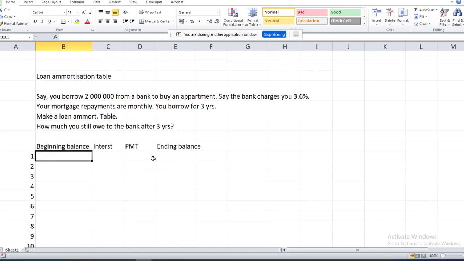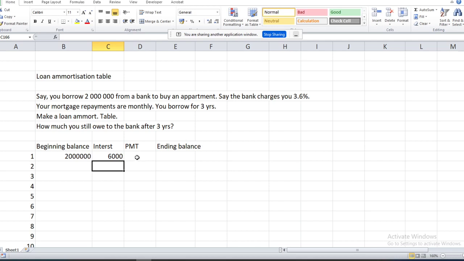So at the beginning of the first month, how much do you owe to the bank? At the beginning of the very first month, that's the time where you got the 2 million. So that is the starting amount over here. During the first month, how much is the interest that the bank is going to charge you? Well, they're going to charge you 3.6% per year. So per month it's going to be 3.6% divided by 12 times the amount of money. So the interest that accumulates on top of what you owe to the bank by the end of the first month is going to be 6,000 extra.